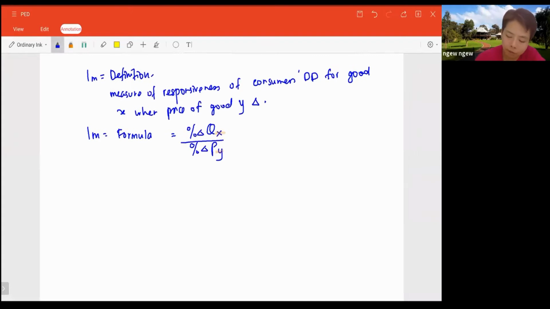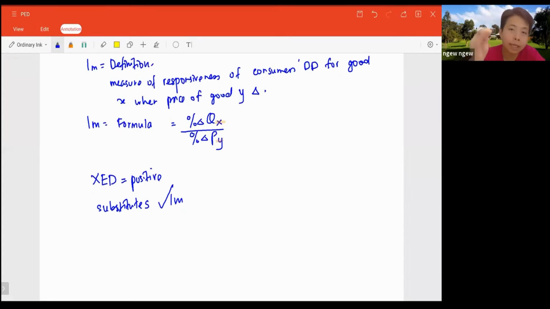Okay, now the question asks when XED is positive. When you mention XED is positive, it refers to substitute goods. The 2 goods are substitutes. 1 mark will be given for identifying that positive XED means substitutes. Then you need to explain what positive means. So you need to outline that when the price of X rises, demand for Y rises. So both the price of X and demand for Y move in the same direction. So another 1 mark is given.